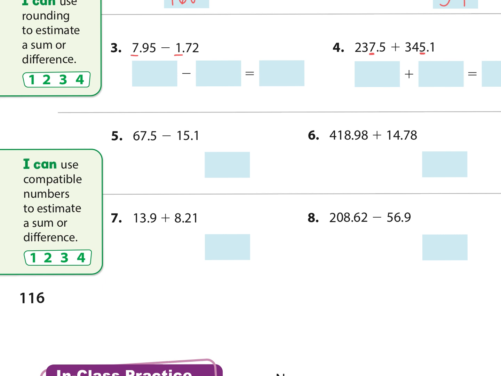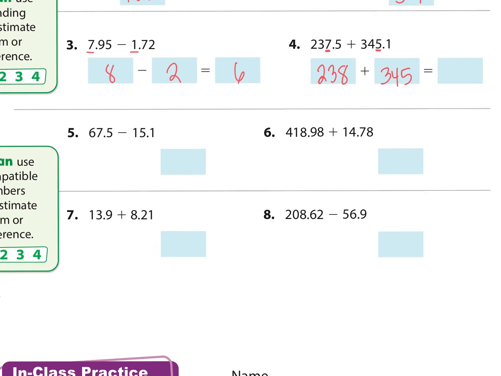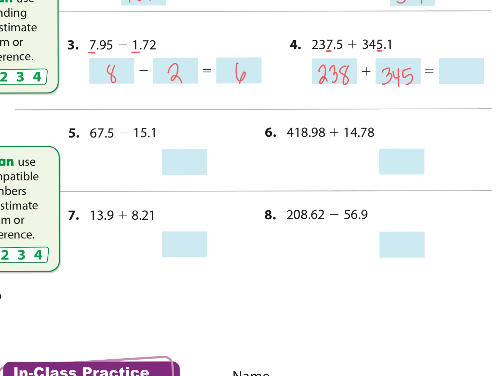Okay, looking at number 3, I have 7 and 95 hundredths. I'm going to round that to 8. And then I'm subtracting what? 2. 2. So my estimated answer should be 6. 6. Okay, on the next one, same thing. I'm going to round to the nearest whole number, so the ones digit. So this is going to be 238 plus 345. Okay, whenever I add that together, you should end up with what?